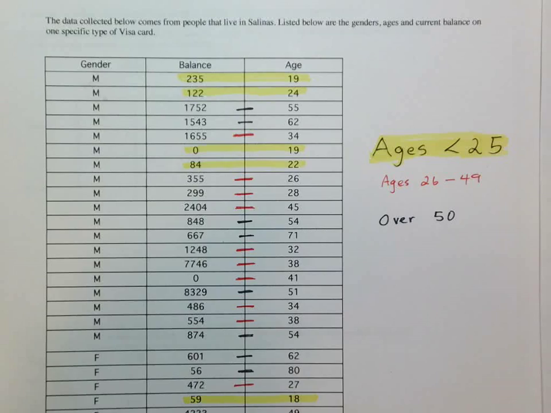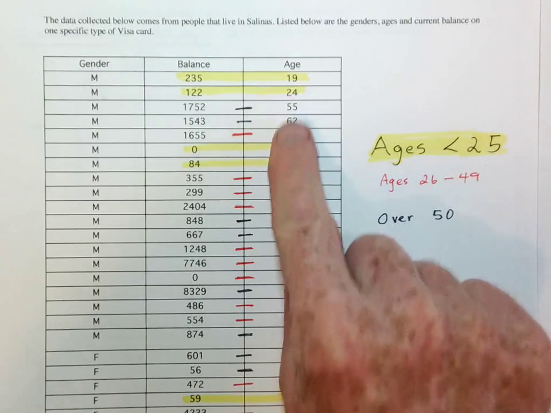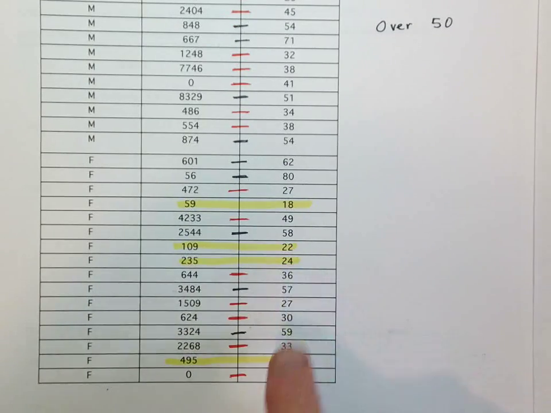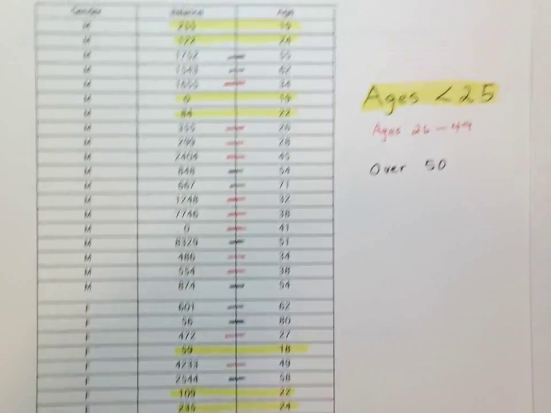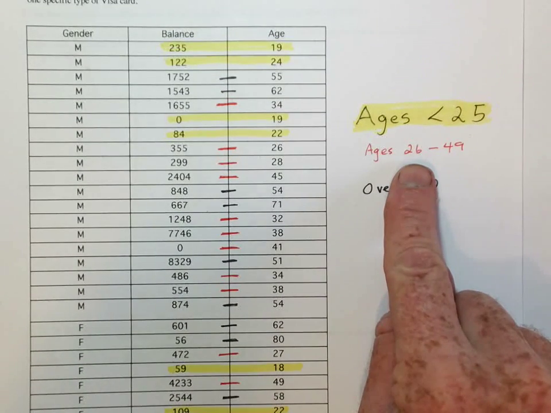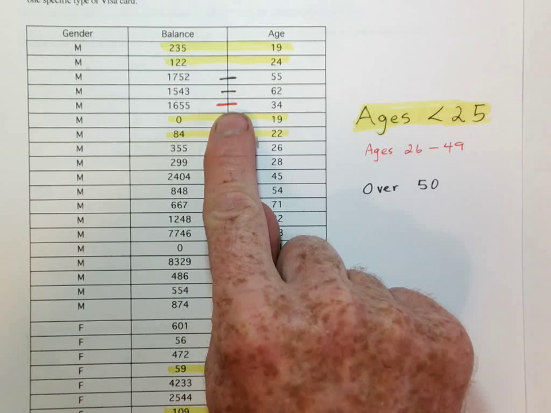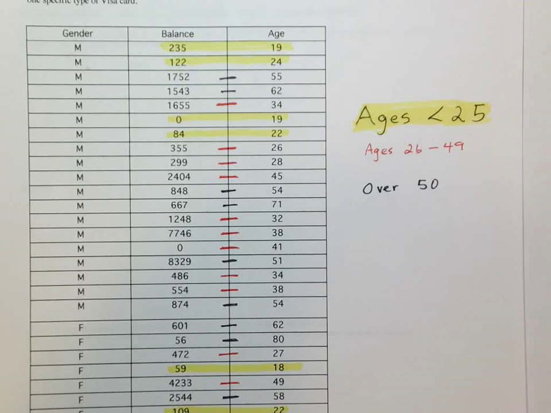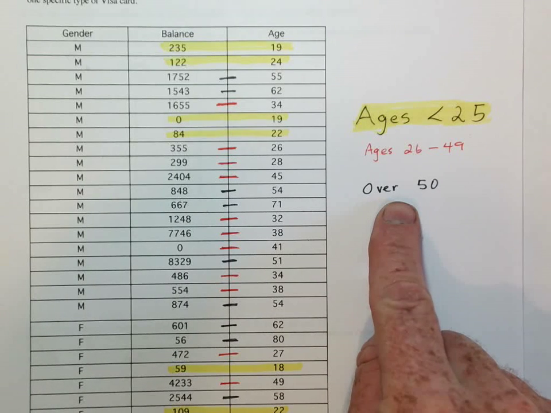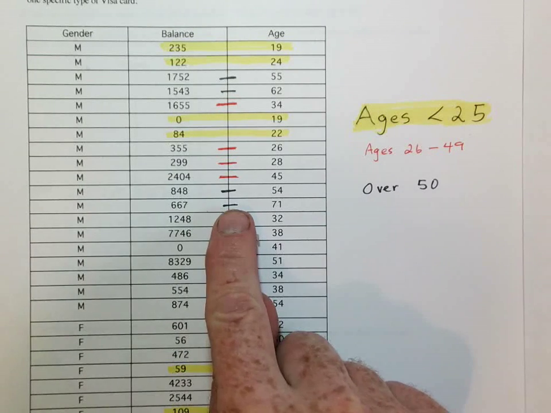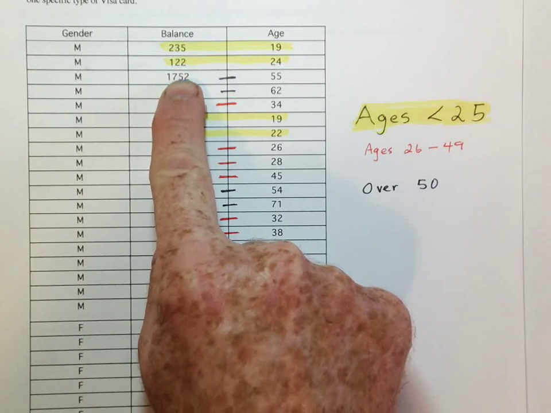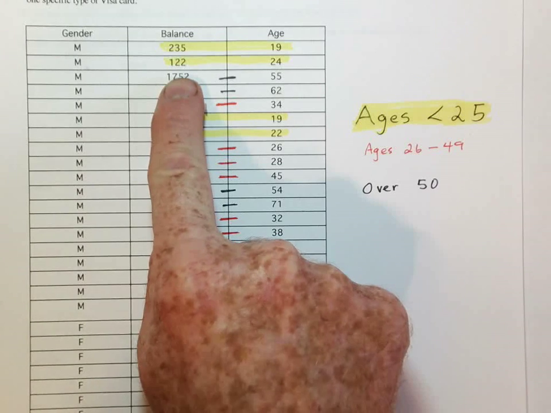So in yellow, I highlighted everybody that was under 25 years old. You can see all of these ones highlighted in yellow are the younger people, under 25. Then in red, if they were ages 26 to 49, so this person, etc. I highlighted all those red. And then in black, I highlighted all those people that are over 50. Now the next thing is type their different balances into lists.